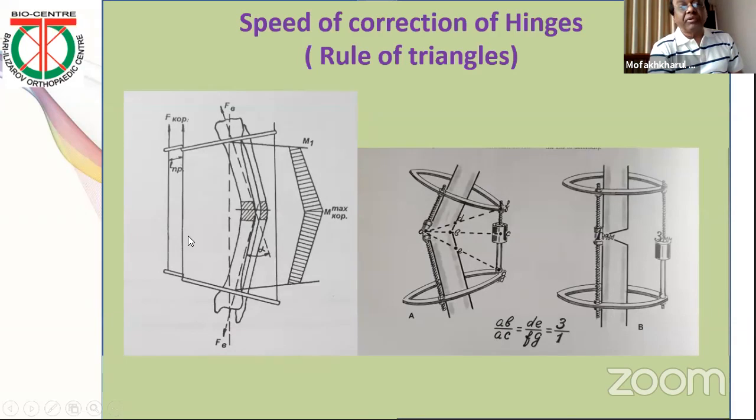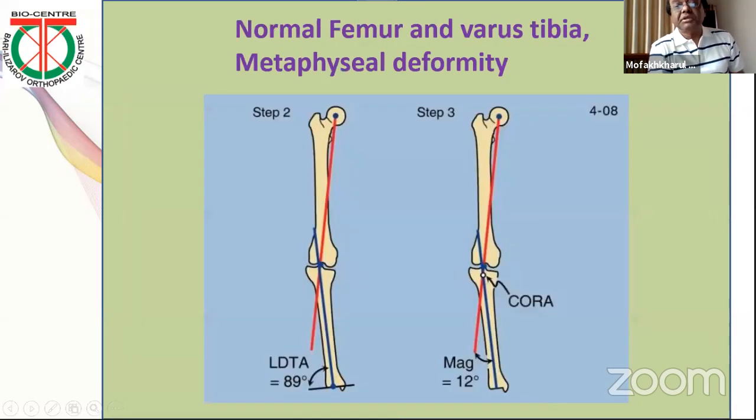This picture I've taken from Kurgan. These Russians, they have made it like this. You see, a very good picture. Do osteotomy here, do osteotomy here, and gradually you go for the distraction. And normal femur, whereas tibia, metaphyseal deformity. Think about this, how to identify the deformity.